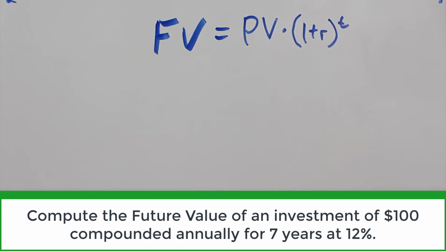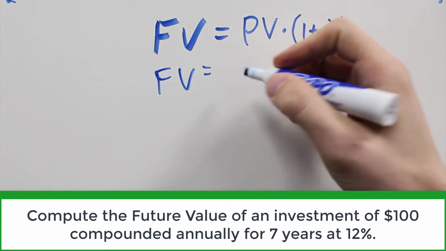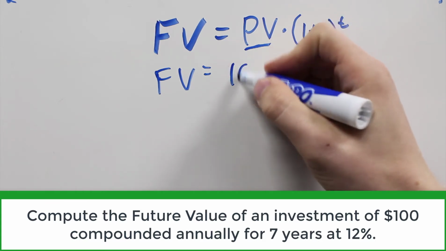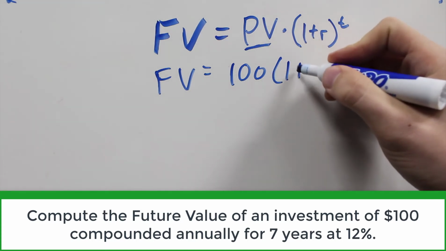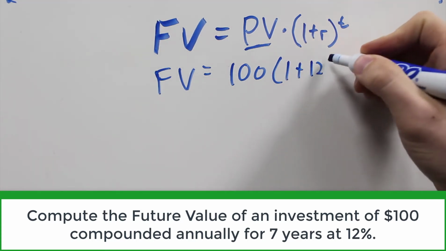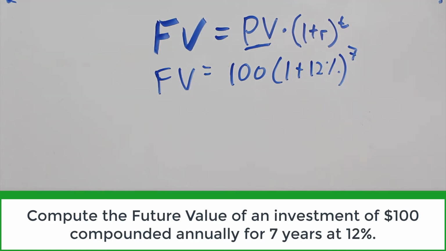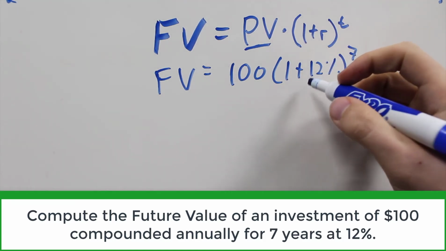So basically we're going to try to find the future value, where we start with an investment, a starting balance, a present value of $100. We're going to start with that amount, and then we're going to grow it at 1 plus 12% to the power of 7 years. So the example problem says growing annually, compounded, 12%. And so I'm going to simplify this 1 plus 12%, and we can write 12% as 0.12, right?